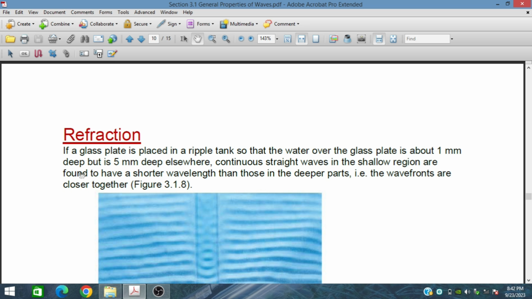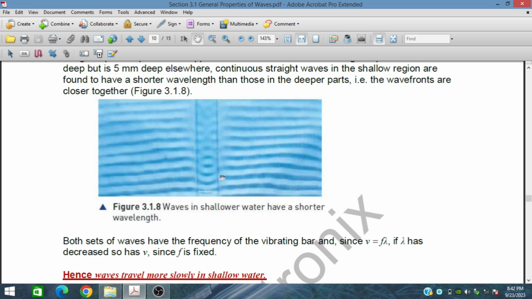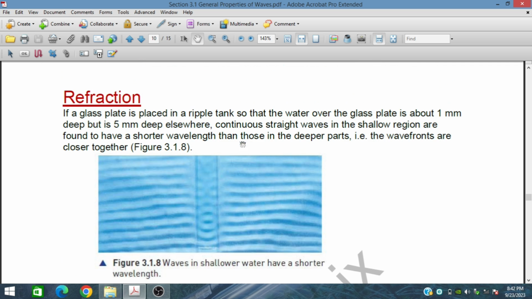Now refraction: if a glass plate is placed in a ripple tank, so that the water over the glass plate is about 1 mm deep, but 5 mm deep elsewhere, the continuous straight waves in the shallow regions are found to have a shorter wavelength. Here in this region, the waves will have a shorter wavelength than those in the deeper part.